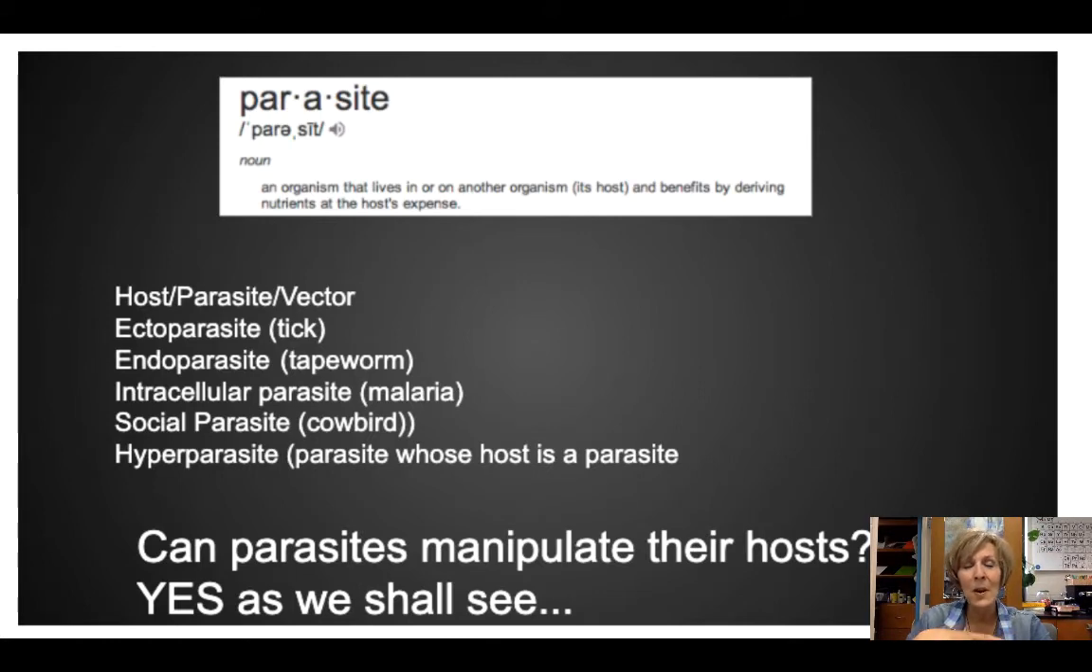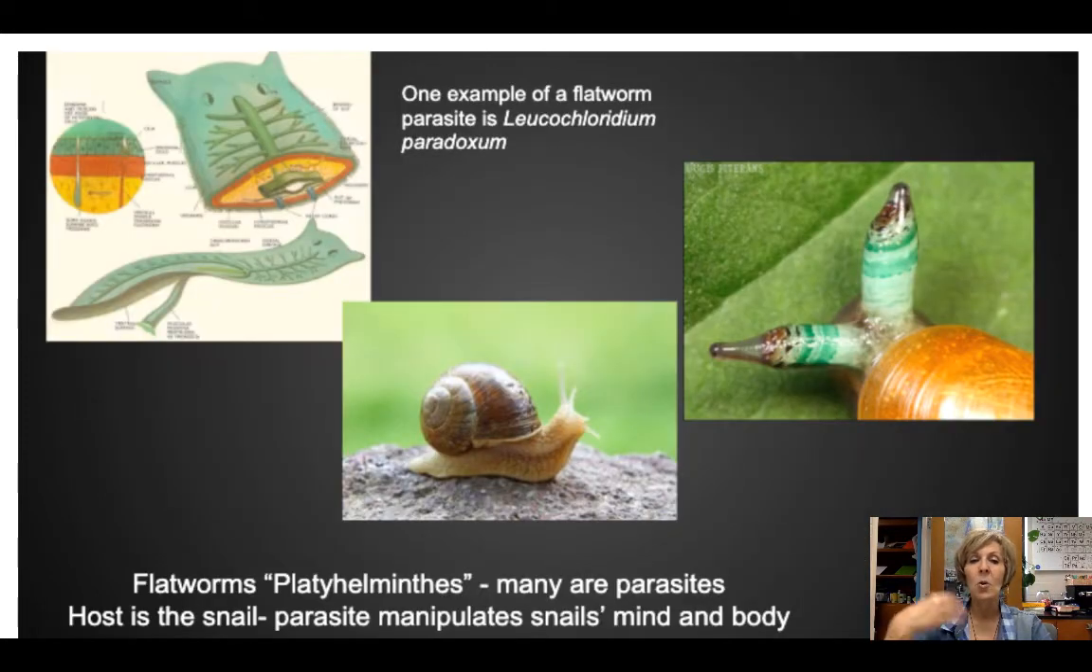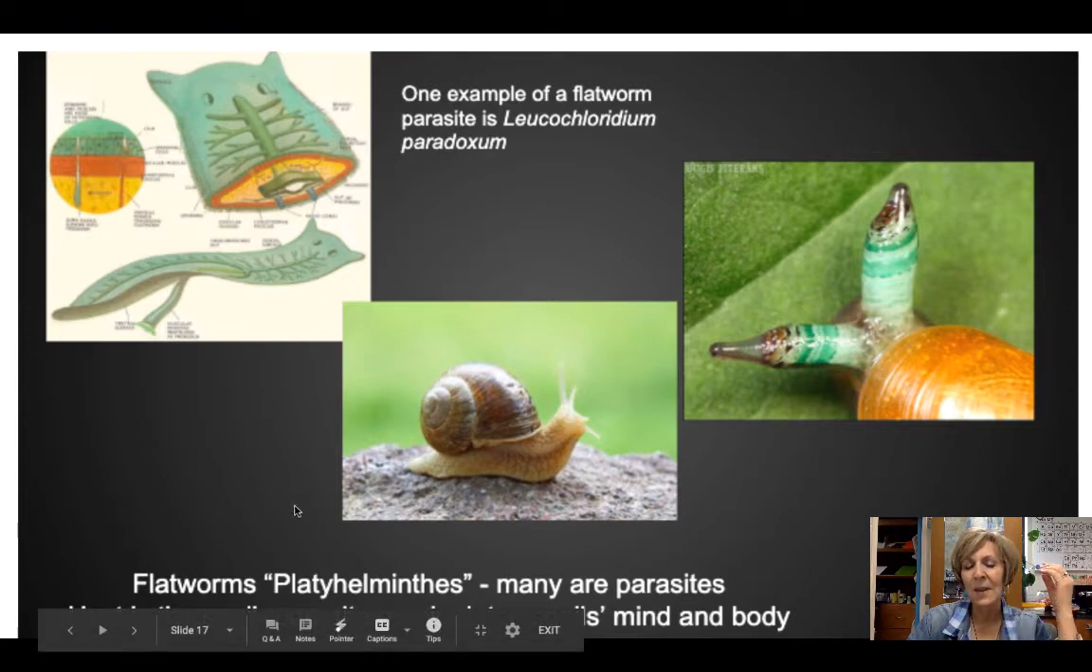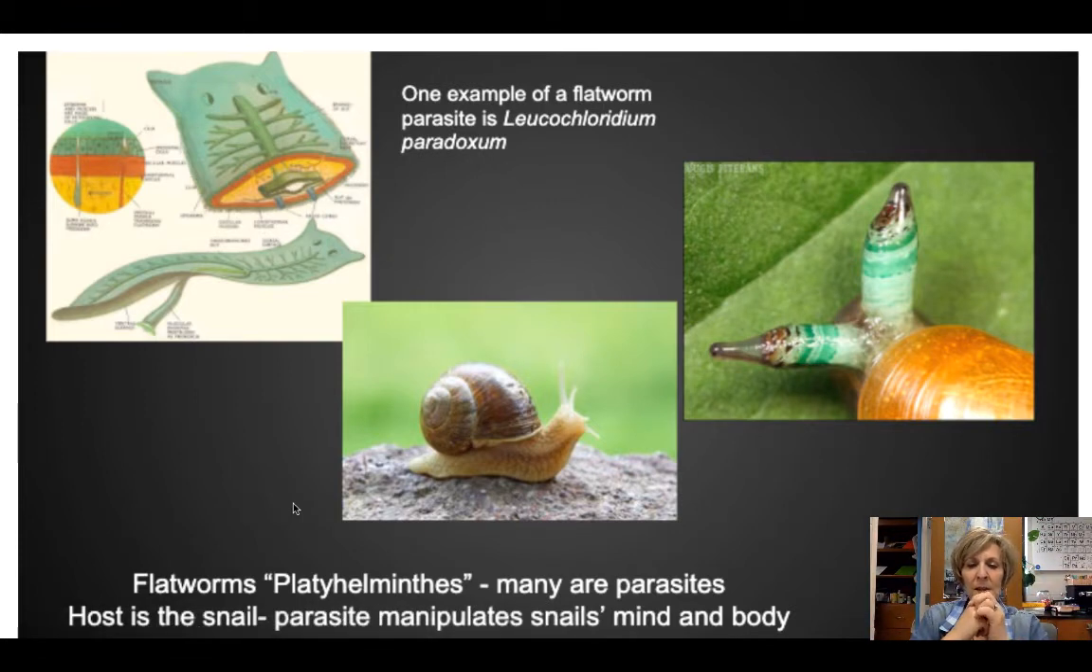And then we have hyperparasites, which are sometimes parasites on a parasite. One of the things that's really interesting about this symbiotic relationship is that parasites can actually manipulate their hosts. A great example of this is a flatworm parasite called Leucochloridium. Flatworms are also called platyhelminthes. A lot of these are parasites. They're very simple organisms. And in this case, this particular parasite's host is a snail.